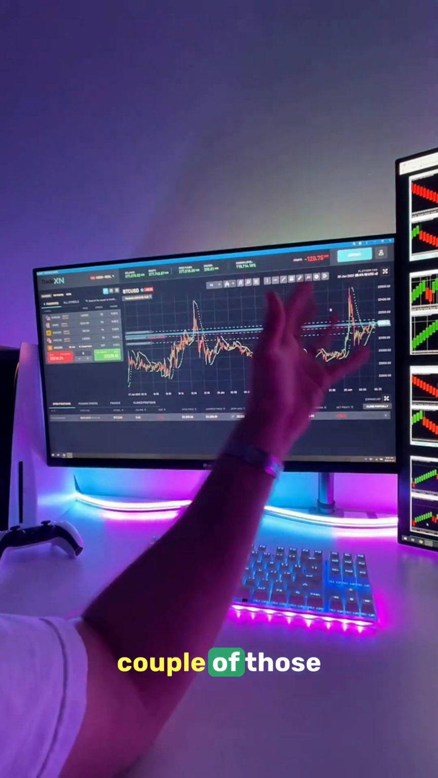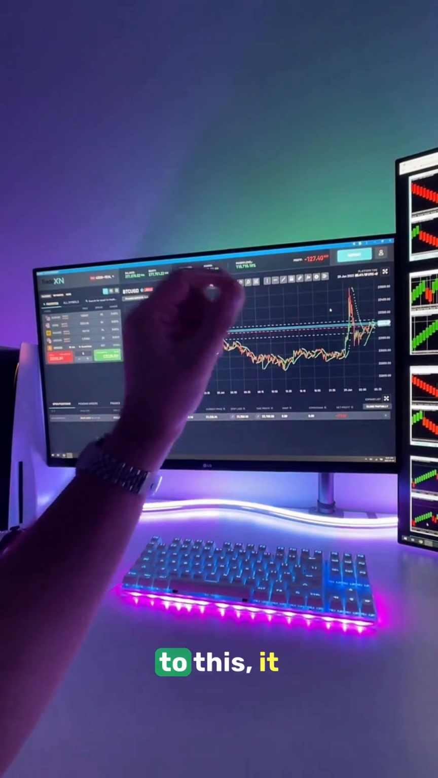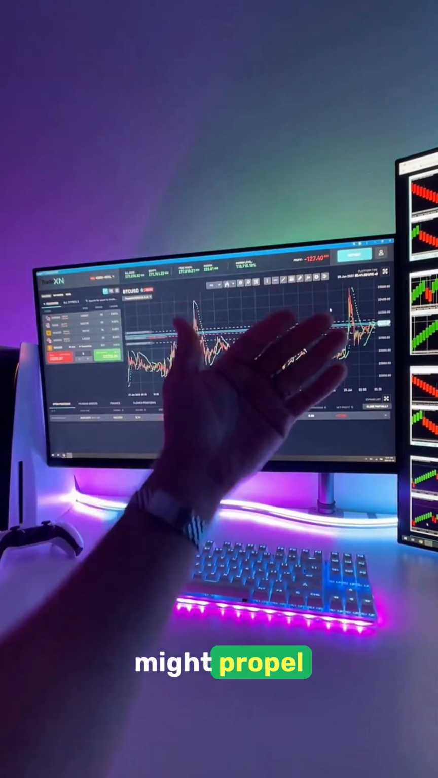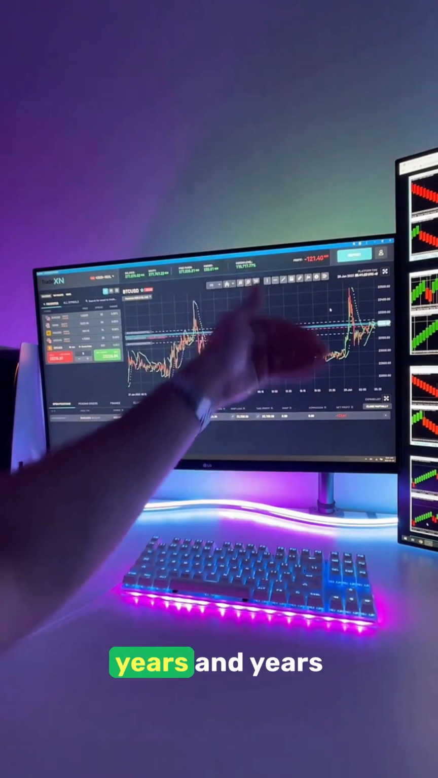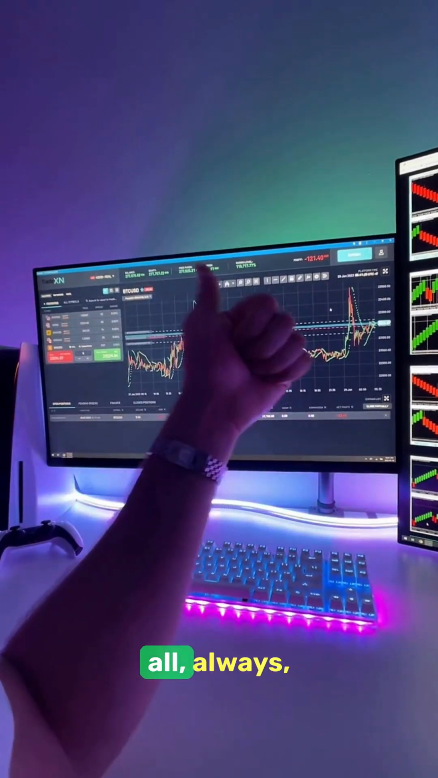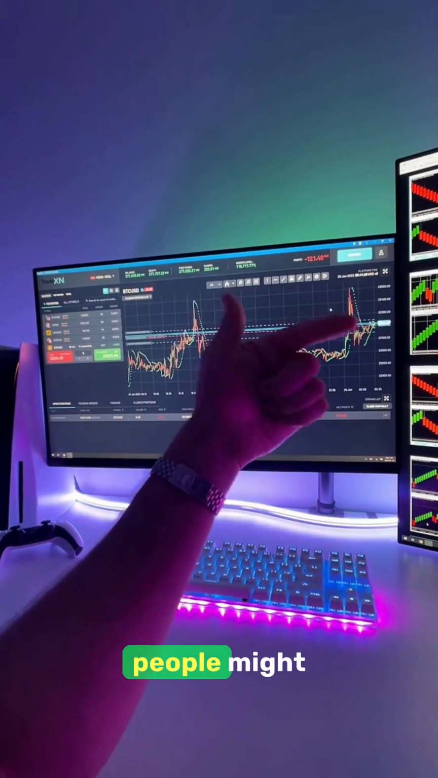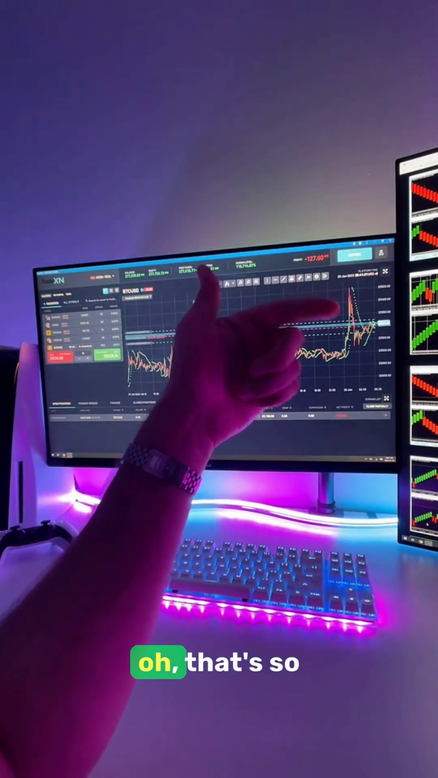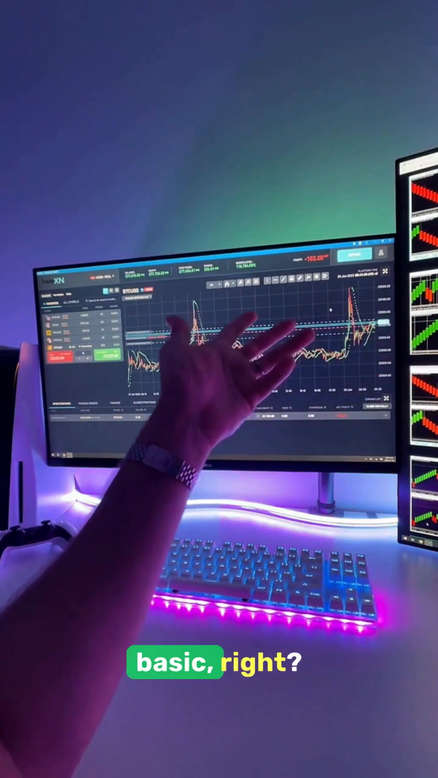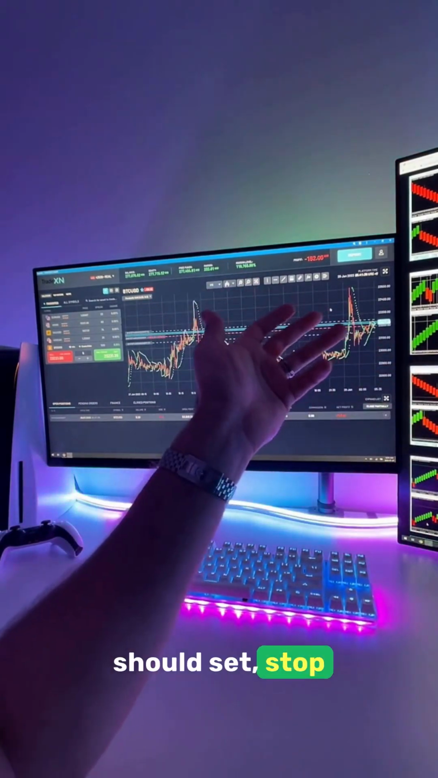So let me go through a couple of those things. Actually, if you guys listen to this, it might propel your trading journey years and years ahead. Okay, so first of all, always set stop loss and take profit. I know a lot of you might think, oh, that's so basic, right? Like, of course you should set stop loss and take profit.